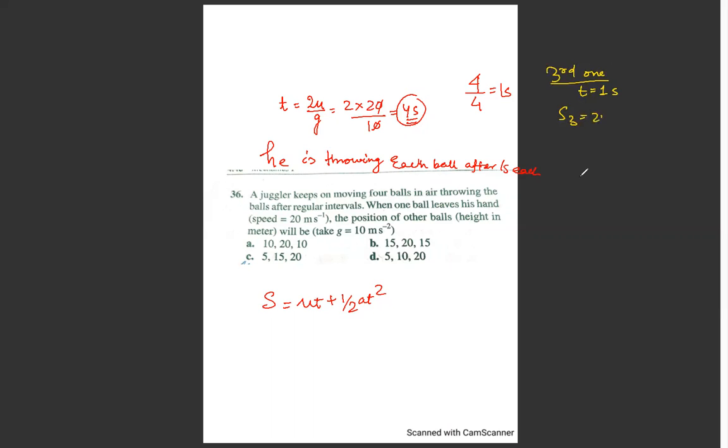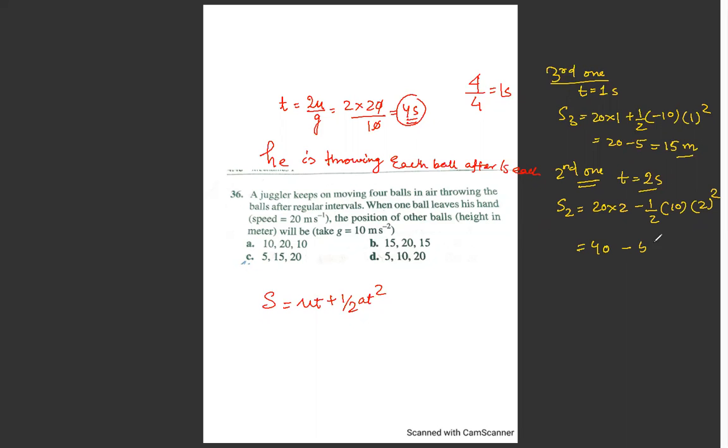Similarly, the second one must have traveled for 2 seconds. Right? So we can write S2 is equal to 20 into 2 minus half into 10. Here I put minus, so it is 2 square. It's 40 minus 5 into 4. That is 20. Right? That is 20.